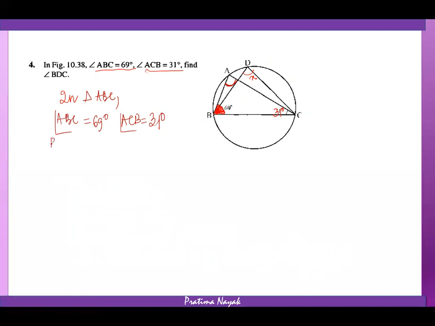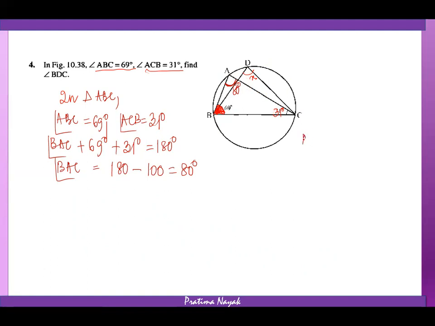So BAC plus 69 plus 31 makes you 180 degree. So if we add these two, how much will it be? 100. So 80 degree. So BAC is equal to 80 degree. This is 80 degree. Is there any relation between BAC and BDC? Yes. BAC is equal to BDC.